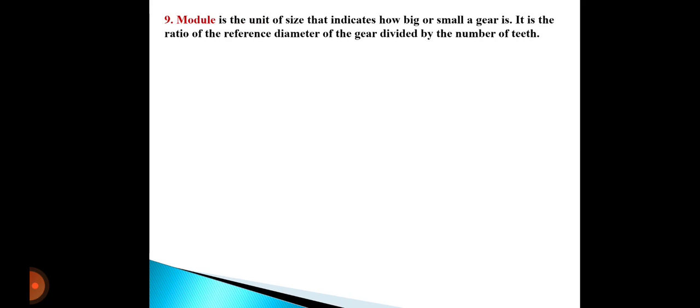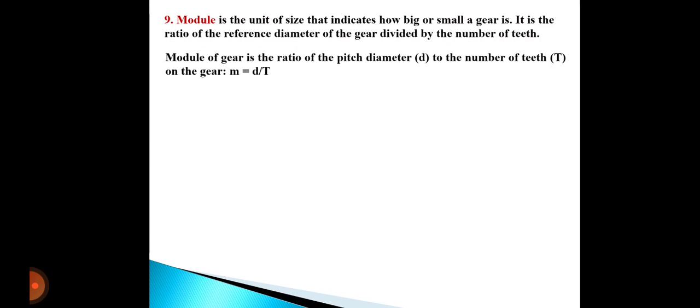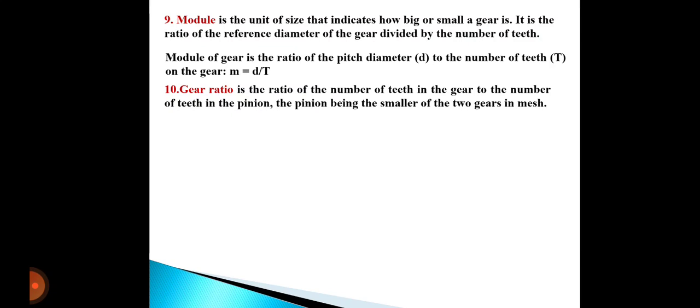Now, the module, which is a very important terminology. Module is the unit of size that indicates how big or small a gear is. It is the ratio of the reference diameter of the gear divided by the number of teeth. So, the module of a gear is the ratio of pitch diameter d to the number of teeth T. So, m is nothing but d by T.